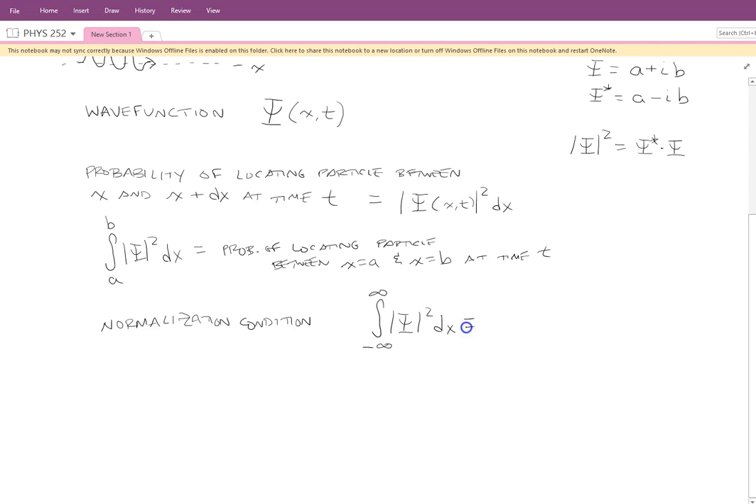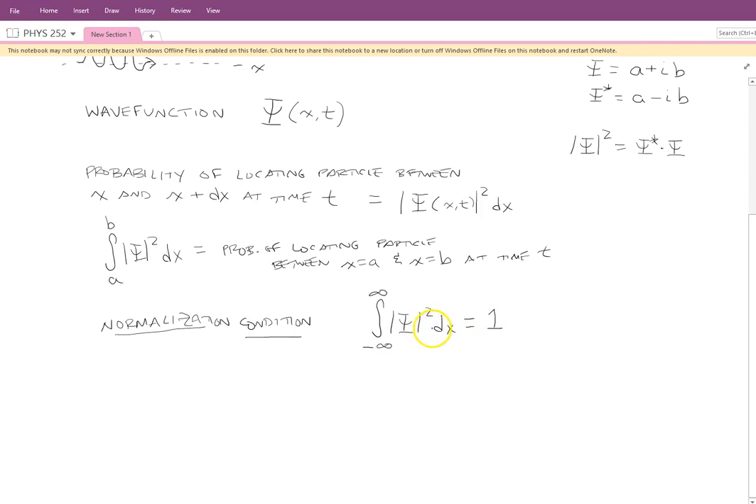Right, so what am I asking with this integral? What I'm asking is, what is the probability of locating this particle between x equals minus infinity and x equals plus infinity? Well, if there's a particle, it's got to be between minus infinity and plus infinity. So this probability is 100% or 1, because we usually use decimals. This is known as the normalization condition, that this integration has to give you 1.